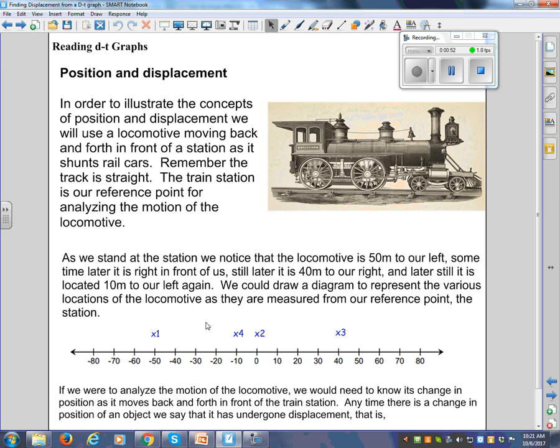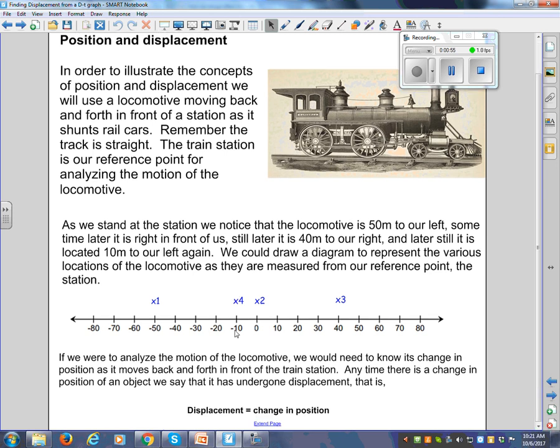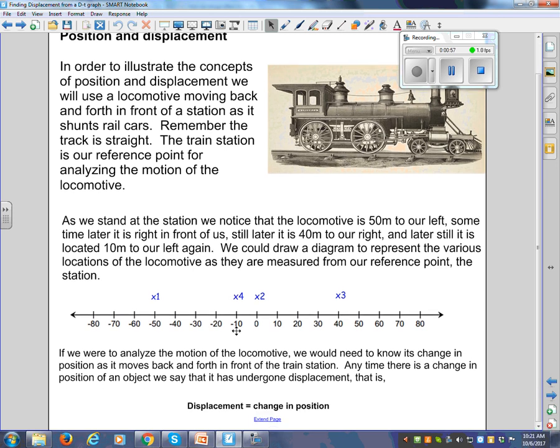Do you guys have x1, x2 on yours? You do? Okay, excellent. So x1 is at minus 50, then it goes forward to 0, then it goes forward to 40, and then it's moving backwards to minus 10.